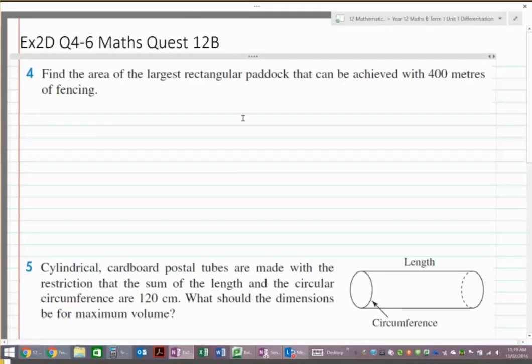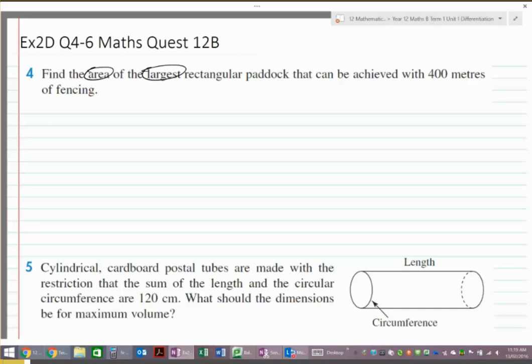So Ex2D, questions 4 to 6, more optimization problems, just setting up the formulas. Alright, question 4: find the area of the largest rectangular paddock. It doesn't actually say find the maximum area, but that's what it's asking us for.